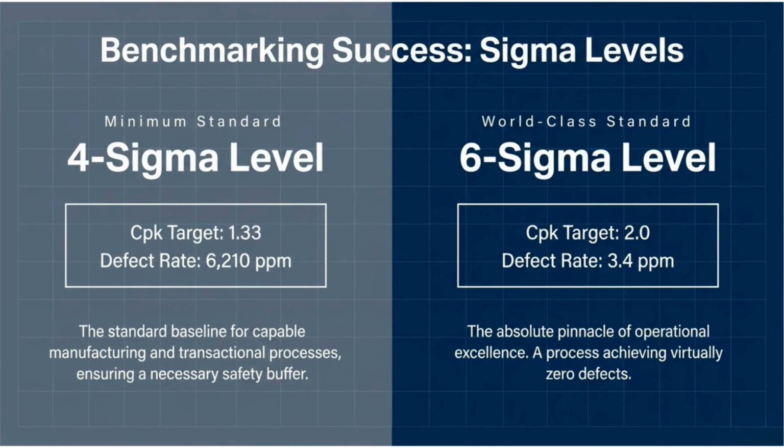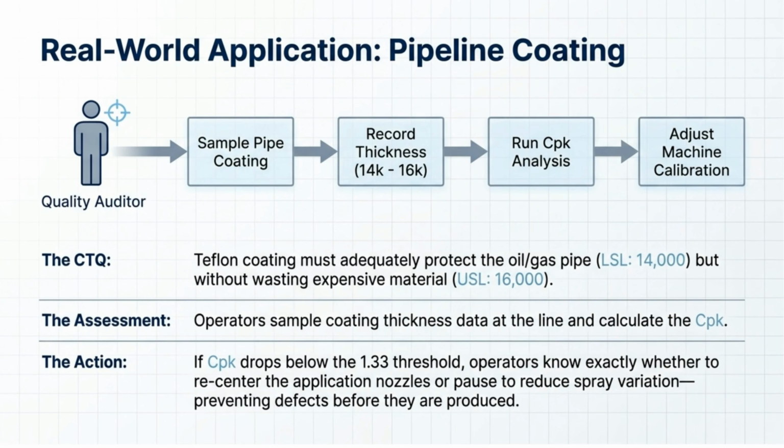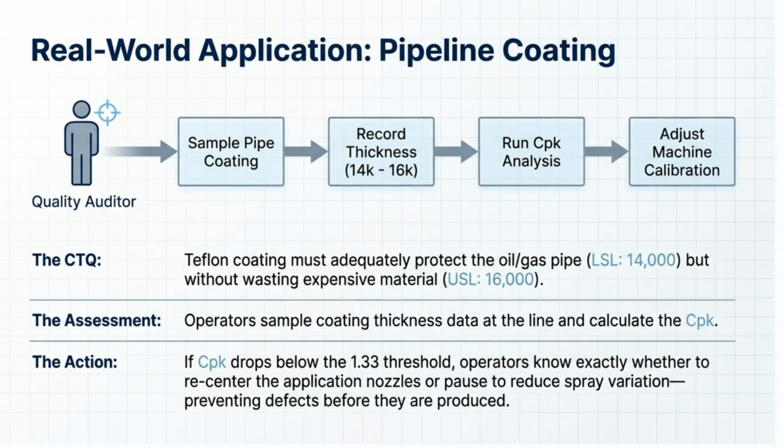The minimum standard is 4 sigma, with a Cpk target of 1.33 and a defect rate of 6,210 ppm. The world-class standard is 6 sigma, with a Cpk target of 2.0 and virtually 0 defects at 3.4 ppm. In a real-world example like pipeline coating, Cpk ensures the coating thickness is within limits to protect the pipe without wasting material. If Cpk drops below 1.33, operators know whether to recenter or reduce spray variation, preventing defects.